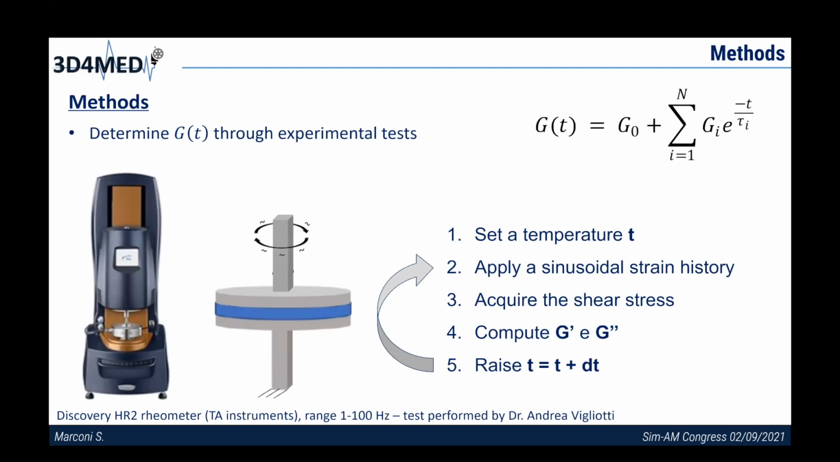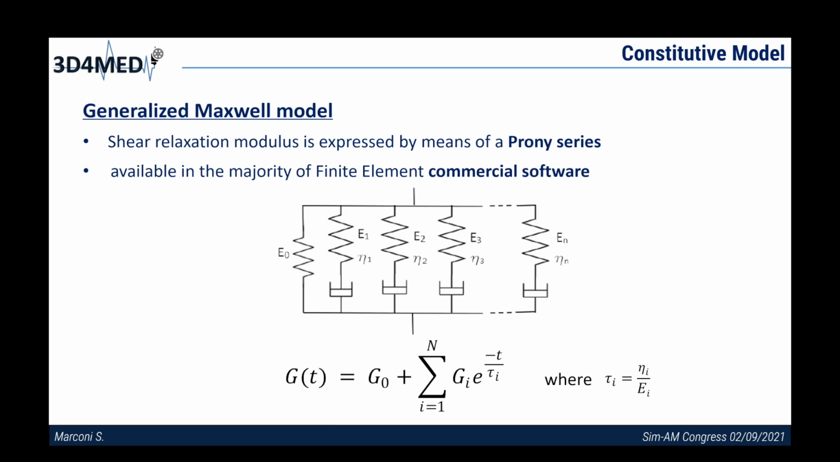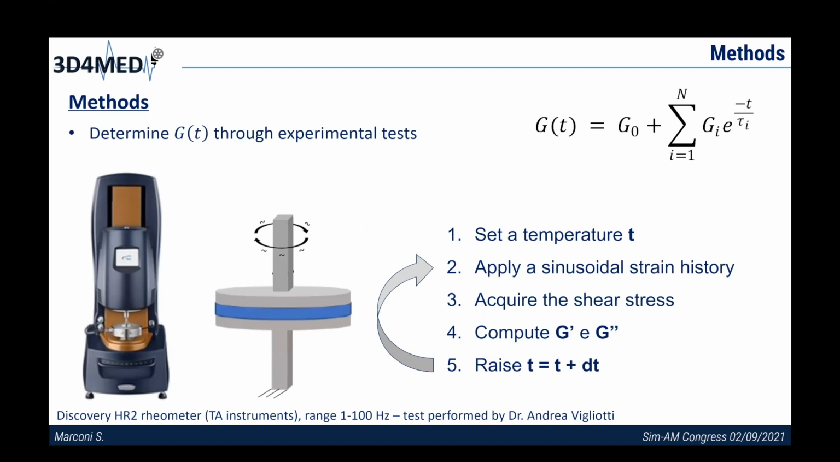Our goal is then to determine, through an experimental testing campaign, the value of the shear relaxation modulus. We did that thanks to a characterization based on a rheometer, so we were able to acquire the shear response in frequency. We performed the characterization at different temperatures. Each time we applied a sinusoidal strain history with the rheometer in the range of 100 Hertz. We acquired the shear stress and computed the shear relaxation modulus. Then we raised the temperature and performed all the other characterizations.